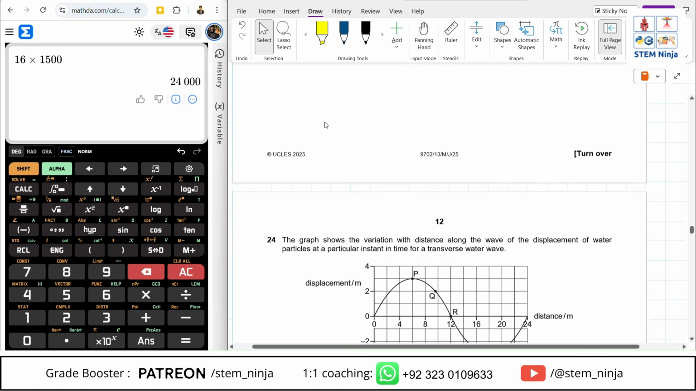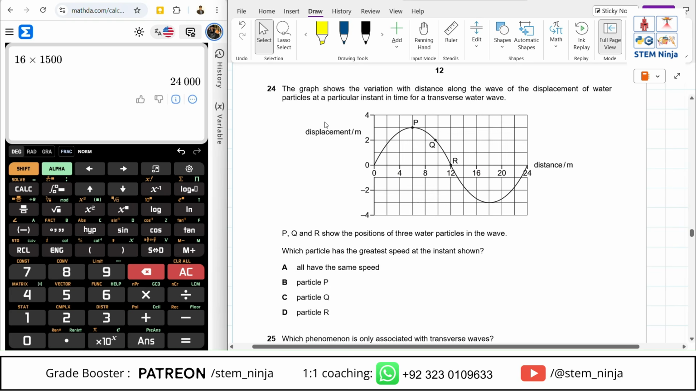Right, okay, moving on. The graph shows the variation with distance along the wave of the displacement of water particles at a particular instant in time for a transverse water wave. P, Q, and R show the positions of 3 water particles in the wave. Which of the particles has the greatest speed at the instant shown? So this, if you're familiar with math, is a sine graph. So we know that velocity is the rate of change of displacement.